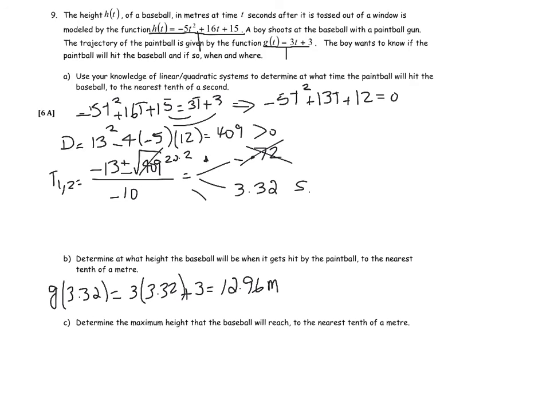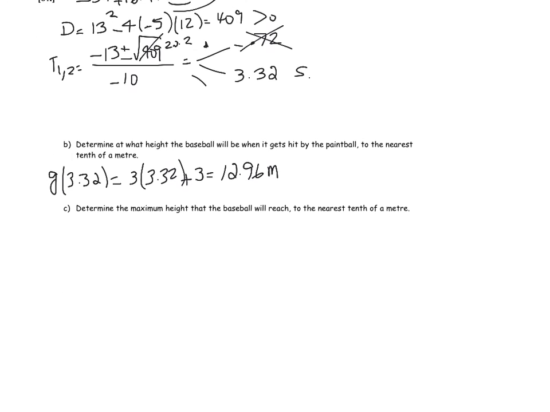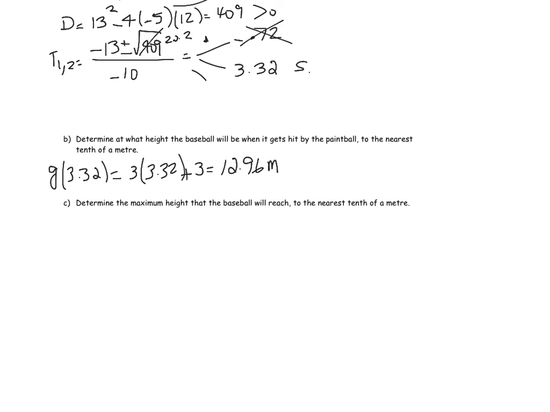Now the next question is asking us, determine the maximum height that the baseball will reach to the nearest tenth of a meter. Now, we know that h of t for the baseball is given by the equation negative 5t squared plus 16t plus 15. To find the maximum height, I have to find the vertex here. I use the shortcut, so I'm going to say Vt is minus b over 2a, which is negative 10. This is going to give me 1.6 seconds.